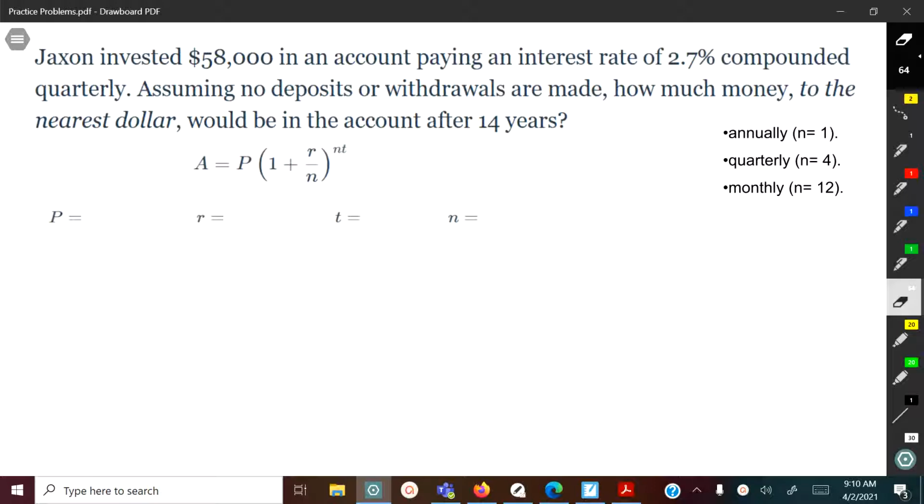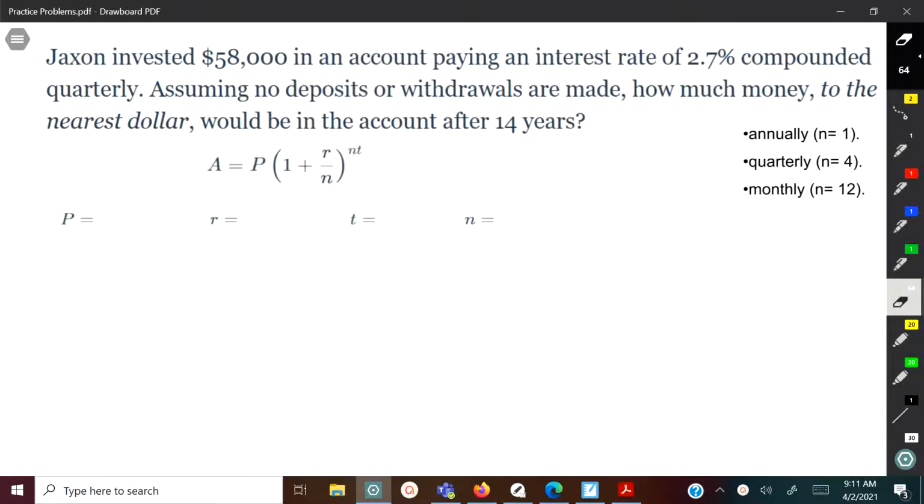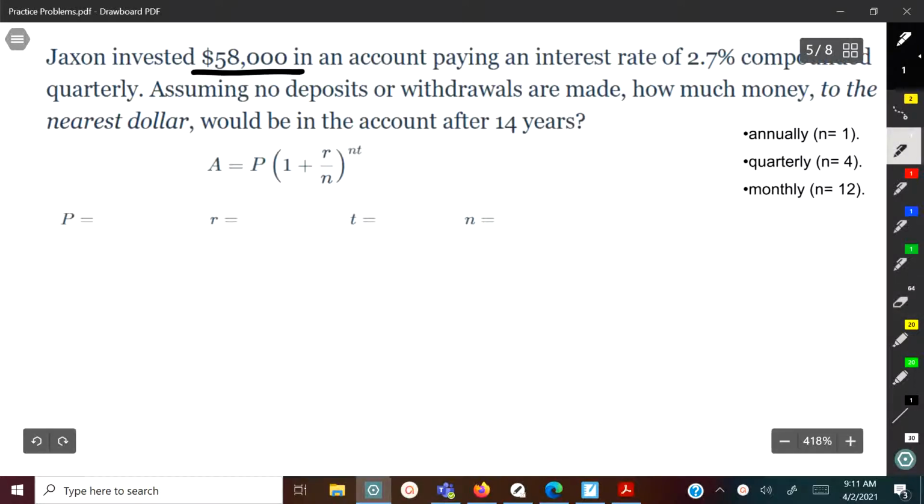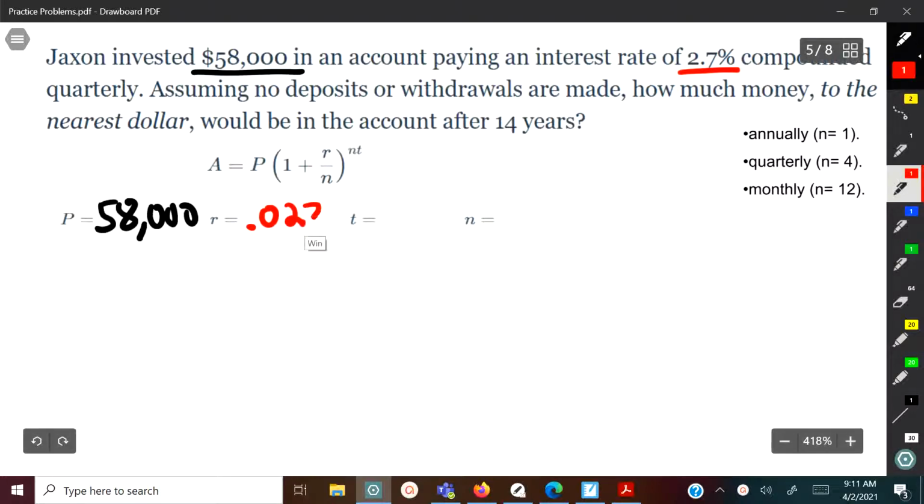All right, so Jason invests $58,000 in the account, paying an interest rate of 2.7% compounded quarterly. Assuming no deposits or withdrawals are made, how much money to the nearest dollar will be in the account after 14 years? So what we're going to do is write out everything we need. We've got the principal, 58,000. We got the interest rate, 2.7%. Move the decimal 2 places to convert it from a percent to a decimal. The time, 14 years. And N, the number of times it's being compounded. And it's quarterly, so that lets us know we need to use 4.